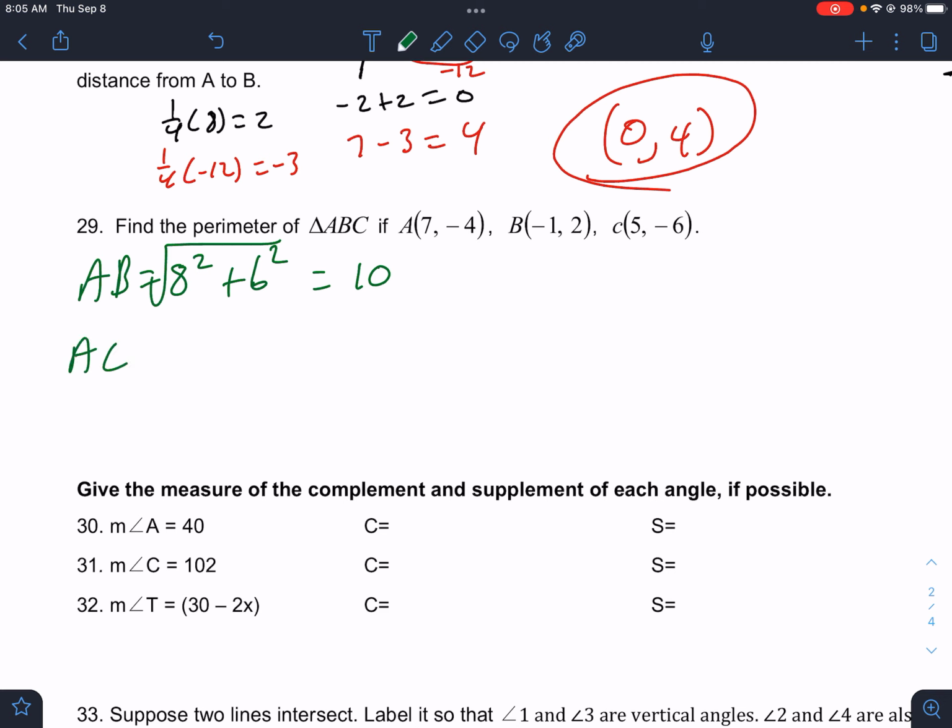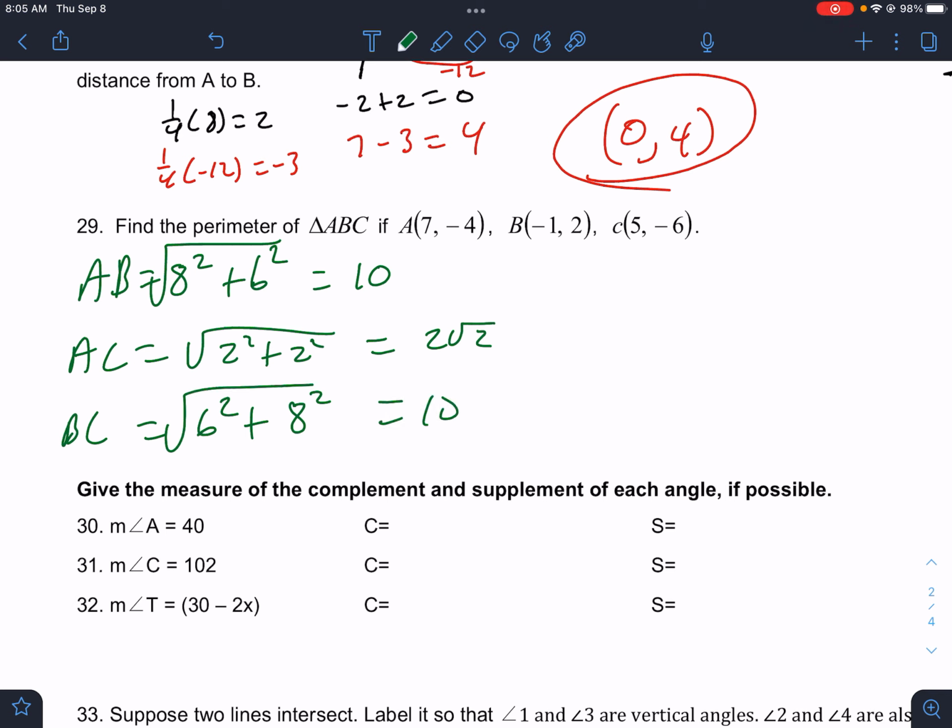From A to C, we have the square root of 7 to 5. That's 2. We square it. From -4 to -6, that's 2. We square it. So that would be 2 squared, 2 squared. That's going to be 2 root 2. And then from B to C, we have -1 to 5. That's 6. We square it. 2 to -6, that's 8. We square it. Ooh, that's also 10.